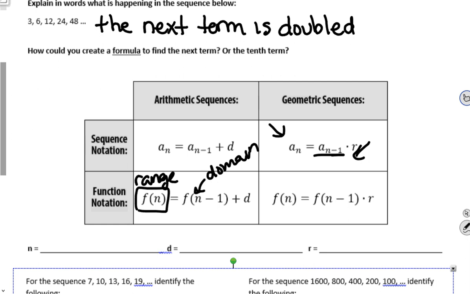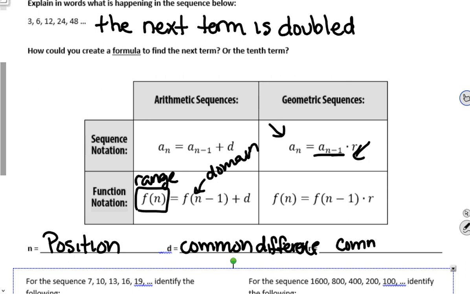Okay, so n down here stands for the position. D stands for the common difference. We talked about this yesterday. And R stands for my common ratio. We talked about this yesterday. We have a common difference when we have an arithmetic sequence. We have a common ratio when we have a geometric sequence.